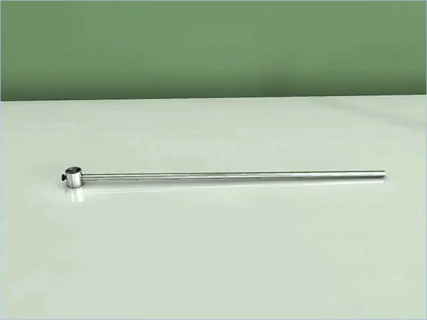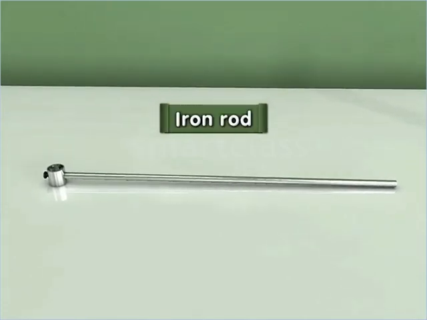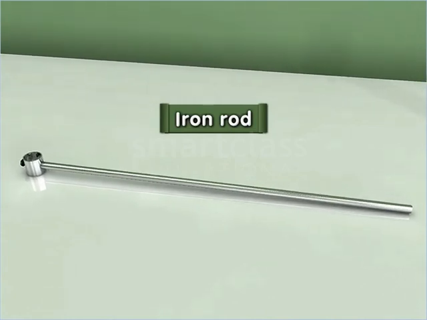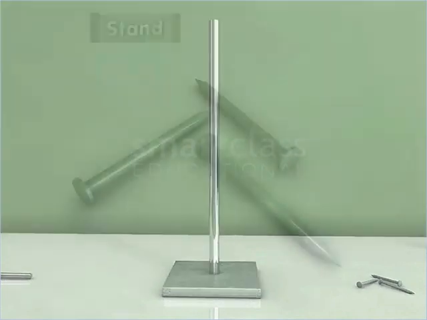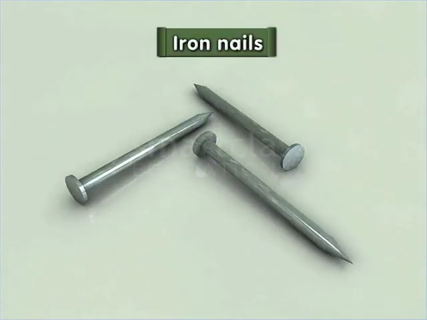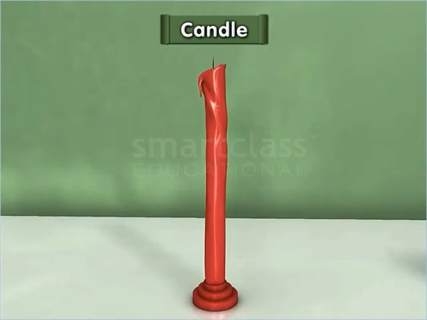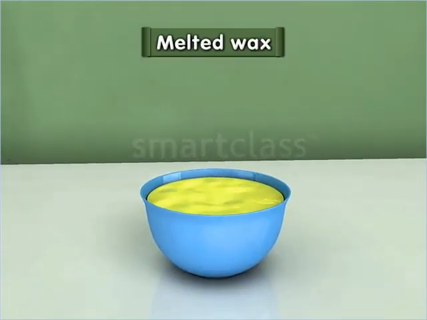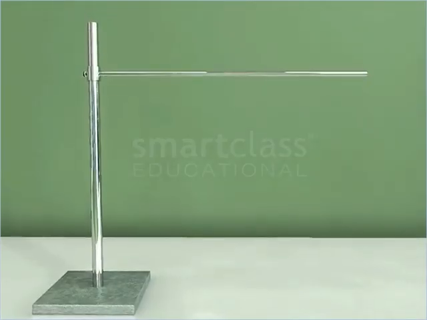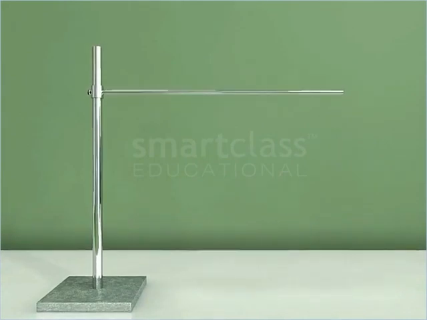For the activity, you need an iron rod, a stand, some iron nails, a candle, and melted wax. Now fix the iron rod on the stand as shown.